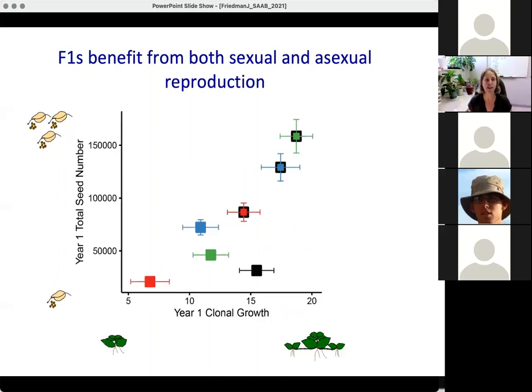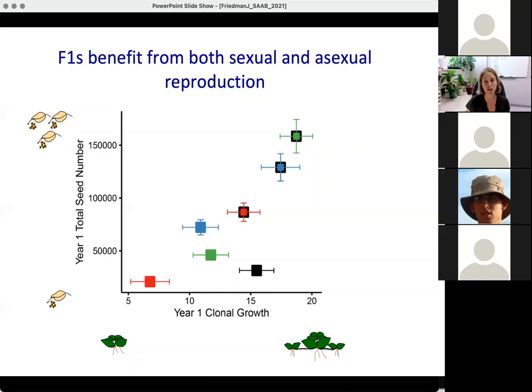Okay, so let's put that together and see what's going on here with those traits. So now we've got clonal growth on our x-axis and seed number on our y-axis. And you can see that we do find that same pattern of the line here, but I've tricked you a little bit because our y-axis is not flowering time here, it's seed number. And so what we're actually seeing here is the opposite. We're seeing those F1s are benefiting from both sexual and asexual reproduction. So this suggests that there isn't that trade-off that we had previously identified, and somehow they're able to do both.